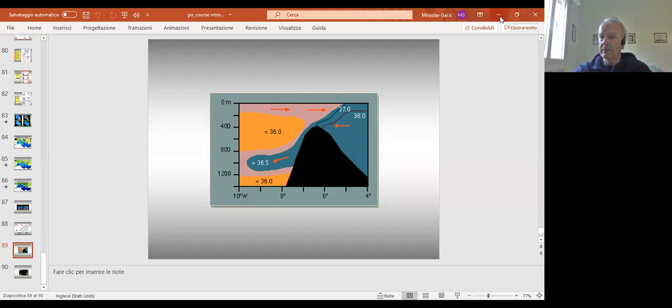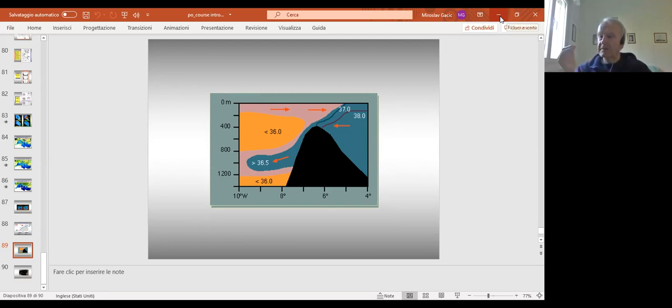So far we have talked about the general introduction into oceanography. We described the geometrical features. We described the parameters of state of the ocean and their distribution. We described in a very simple schematic way the global conveyor belt.